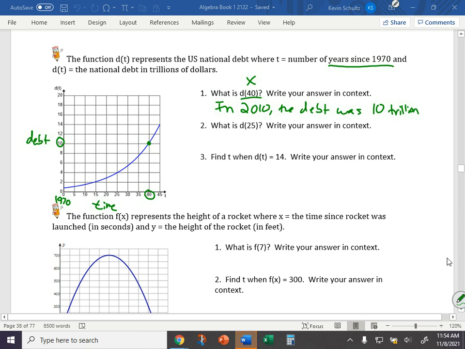But that's what graphs can be used for, right? Contextual information here. Okay? The second question is very similar to the first one, only instead of 40, we're using 25. So kind of apply that here.